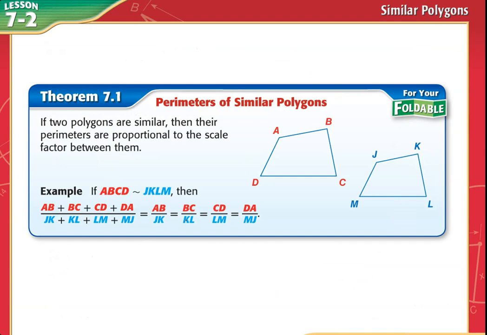Okay, perimeters of similar polygons. If two polygons are similar, then their perimeters are proportional to the scale factor between them. So, if we have polygons ABCD being similar to JKLM, then we have the sum of the four sides ABCD divided by the four sides JK, KL, LM, and MJ. That fraction is going to be equal to the scale factor all the way across.